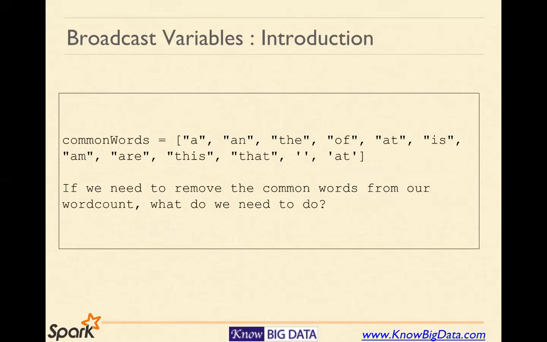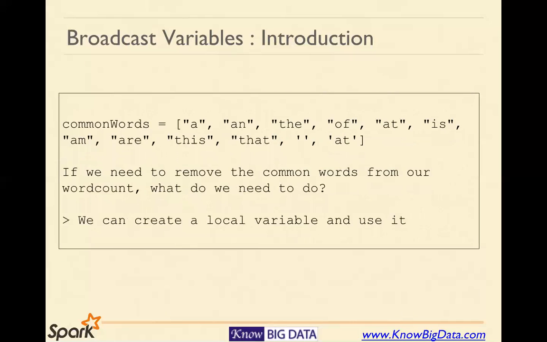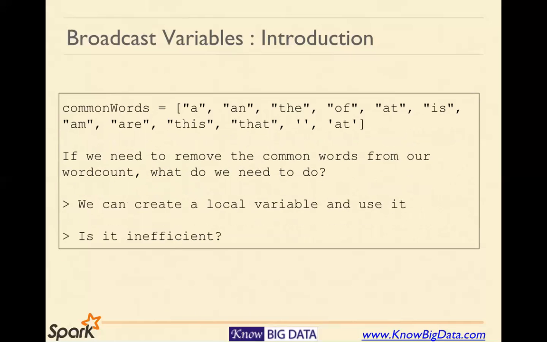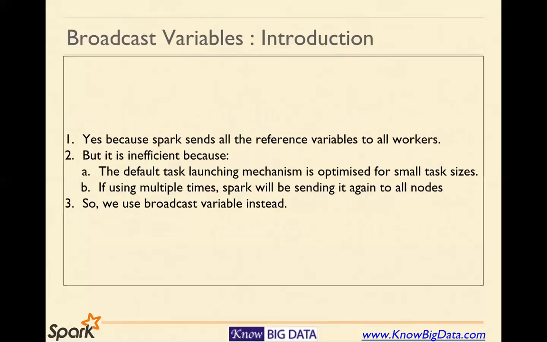We will talk about the other shared variable called broadcast. Let's say you have common words: a, the, of, at, is, and so on. You want to remove these common words from the word count. One way is to create a local variable and use it. The problem with this approach is that it is not efficient.